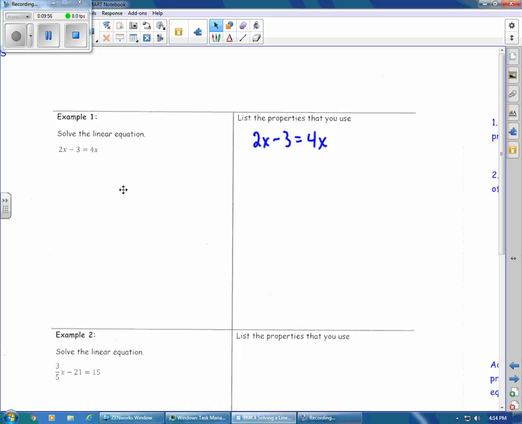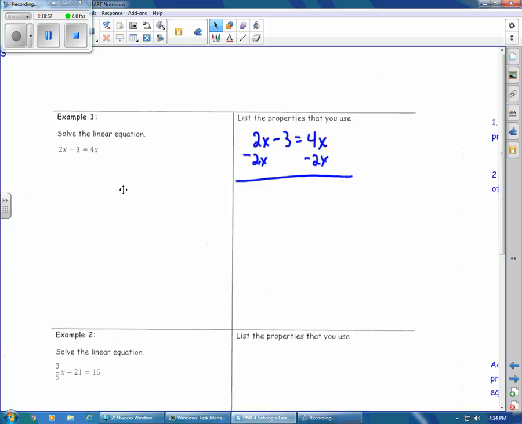The first thing I want to do, because I've got variables on both sides of my equal sign, is move all of my variable terms to one side or the other. I always want you to start with trying to get all the variable terms on one side or the other. Now, I am partial to positive numbers. Positive numbers are easier for my brain to comprehend. And so I'm going to move my 2x over to the other side. The way I'm going to do that is by using the subtraction property of equality, and I'm going to subtract 2x from both sides of the equal sign.